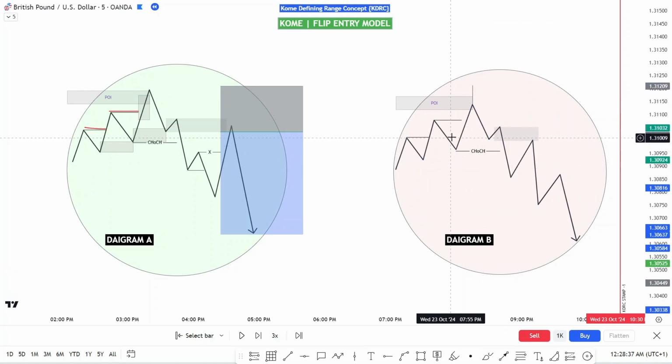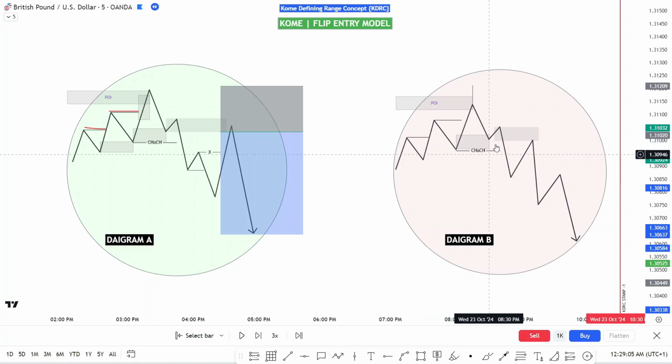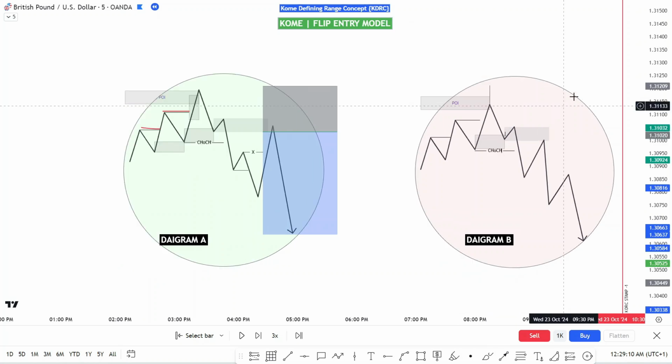What we need to do is this: just wait for our change of character. Immediately our change of character is spotted, we have to what? Look for our flip zone. How do we look for the flip zone? The easiest way is check to the left, the break of structure to the direction of your trend, mark the demand zone, and allow price to trade against it. So when price trades against it, as in this case, we have a change of character, which makes this zone a flip entry automatically.